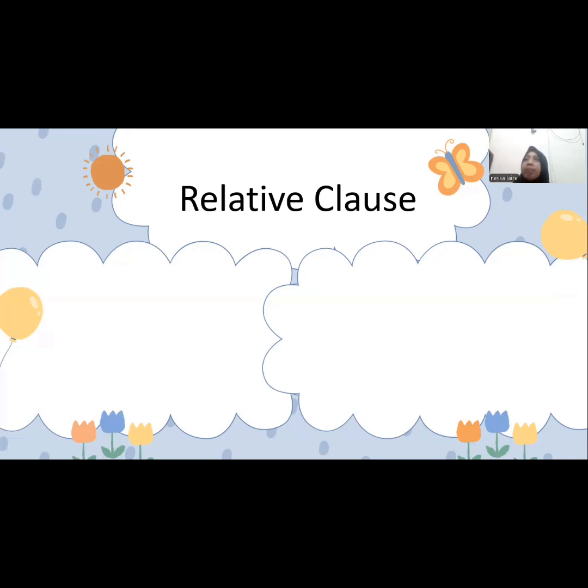Types of relative clauses. Type defining: used for identifying the noun, no commas. Example: the student who studies hard will succeed. Type non-defining: used for extra detail, use commas. Example: my brother, who lives in Japan, is a chef.